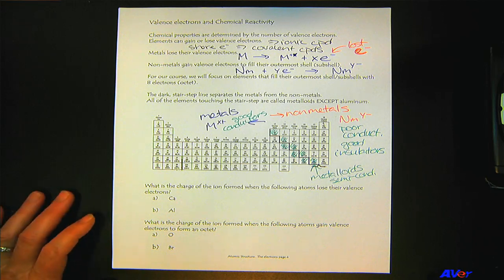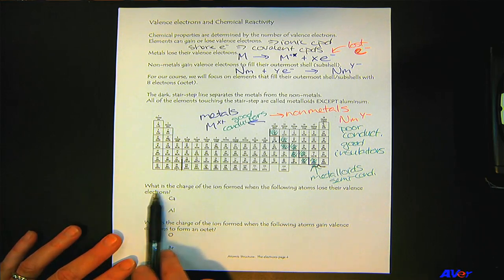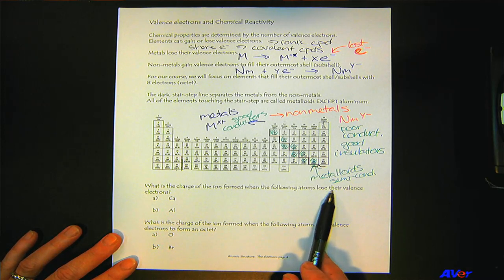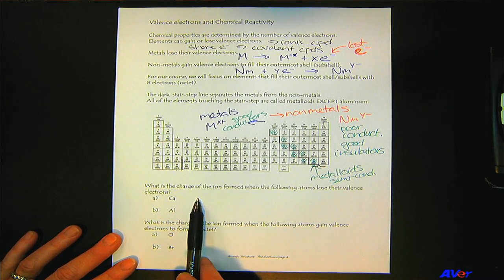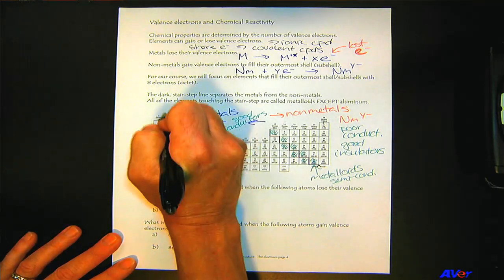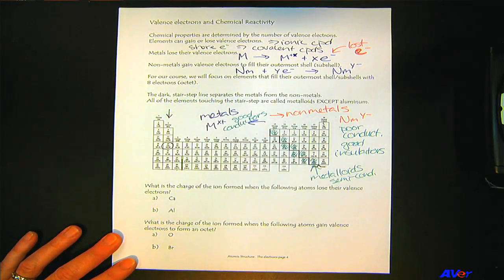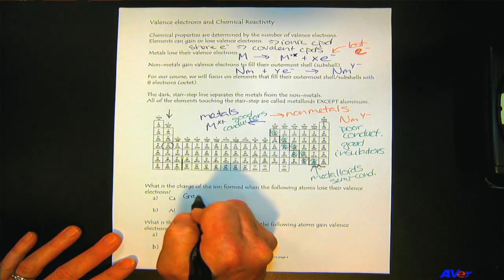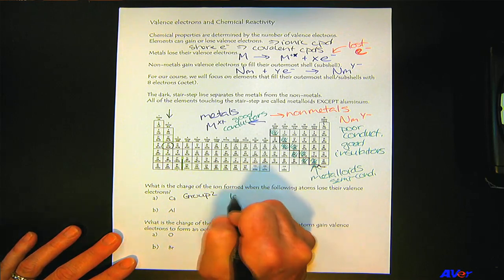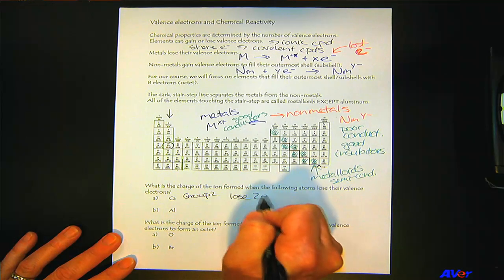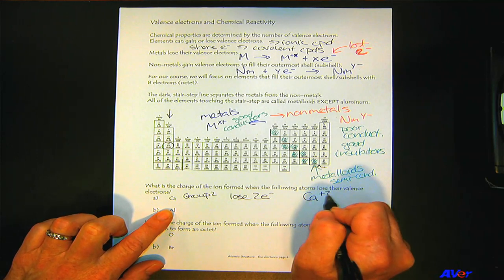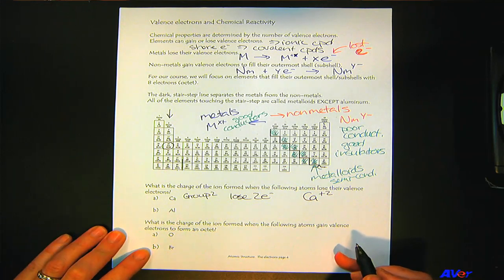Okay, so now let's just do a couple questions to wrap up. What is the charge of the ion formed when the following atoms lose their valence electrons? Calcium. We find calcium right here. We see it's in group 2. So we know it has 2 valence electrons, right? So it's going to lose 2 electrons. So that's going to give us a +2 for calcium.